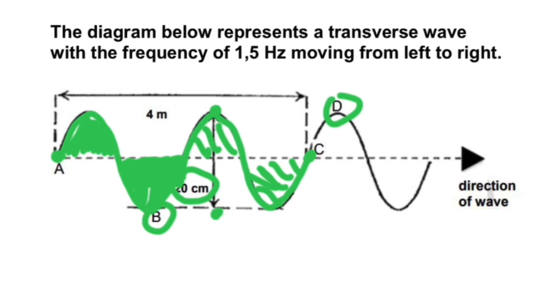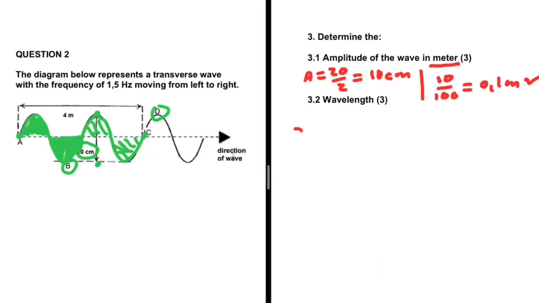So what can we do in a situation like this? We can say that 2 wavelengths is equal to 4 meters. Right, we're given the distance of 2 wavelengths, and it is said to be 4 meters. So obviously, we just need to divide both sides by 2. If we do that, the wavelength is equal to 2 meters. And there we go. We have the answer to 3.2.